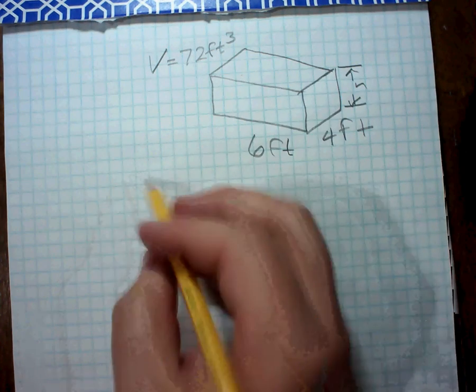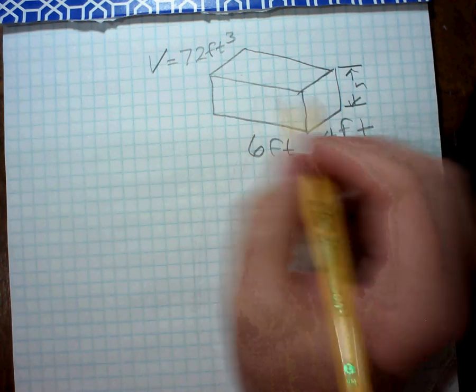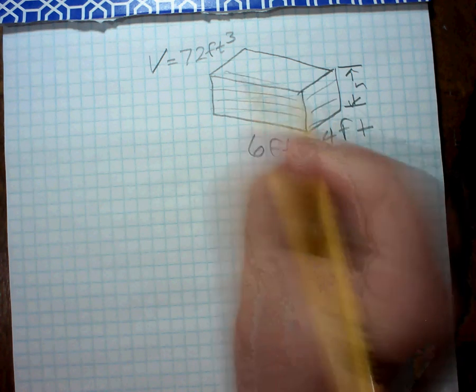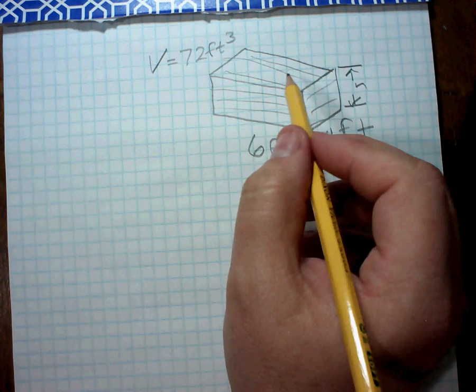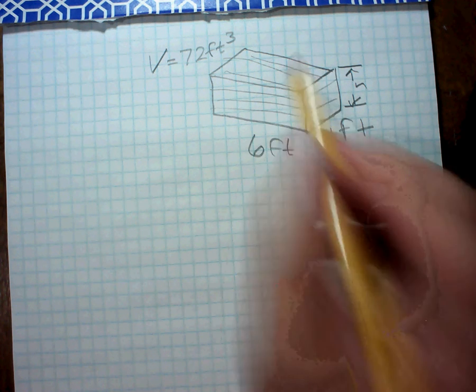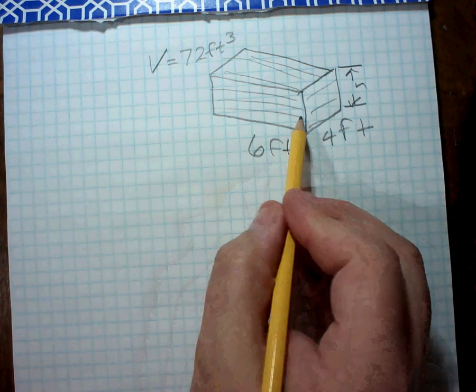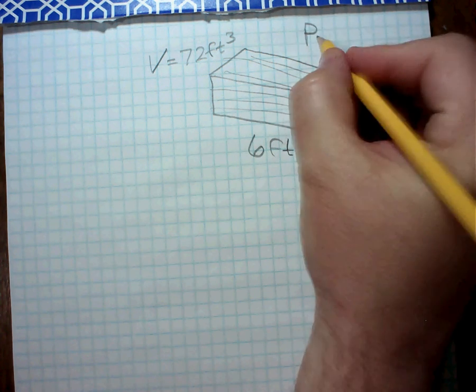So this is like, in your textbook, just a chest that you would store things in. It's a pretty big chest, actually, when you think about it. So what do we know? Well, we know that this is a prism, right? It's a rectangular prism.